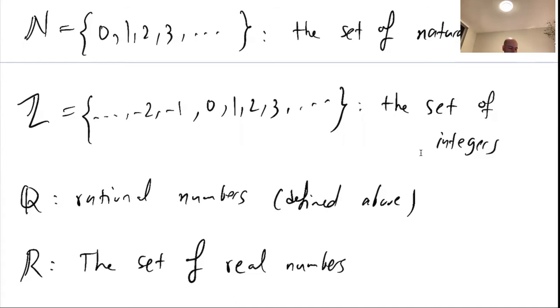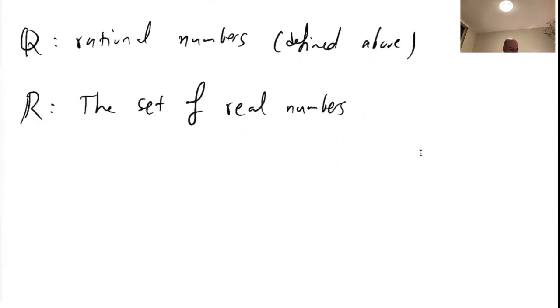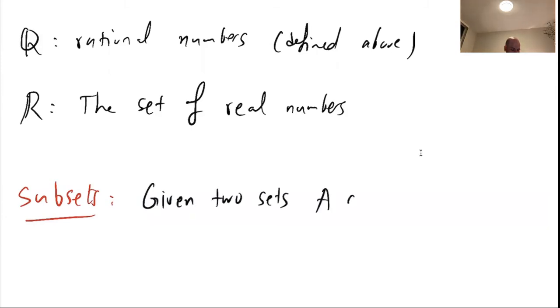Okay. Now, the next thing we have to define is, when can we say that a set is a subset of another? So subsets. So let's assume we have two sets, let's say capital A and capital B. When can we say that capital A is a subset of capital B? So given two sets A and B, we say that A is a subset of B.